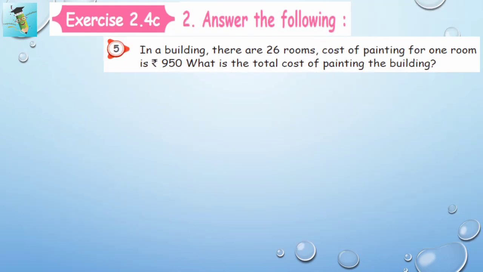So last, fifth sum. In a building there are 26 rooms. Cost of painting for one room is rupees 950. What is the total cost of painting the building?